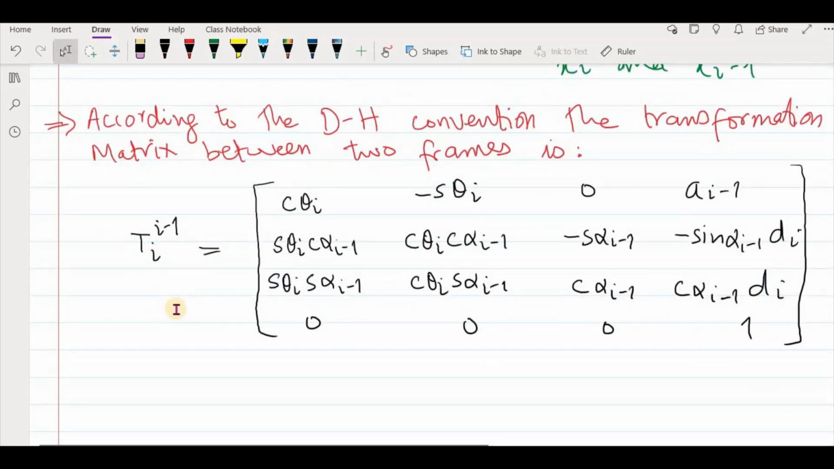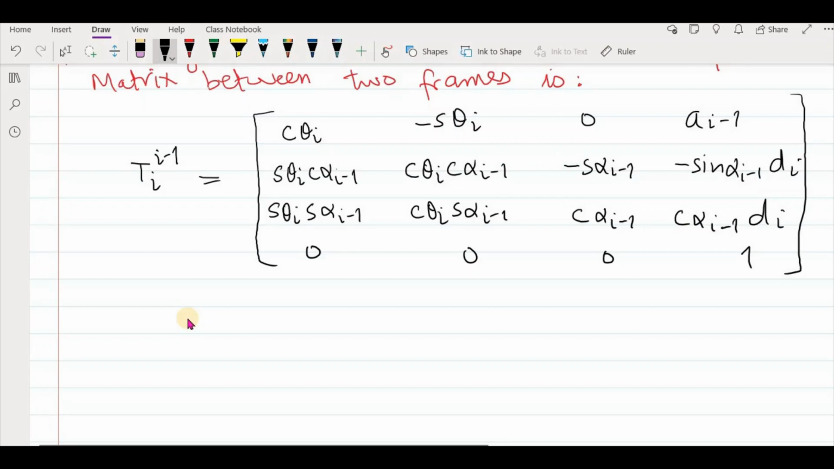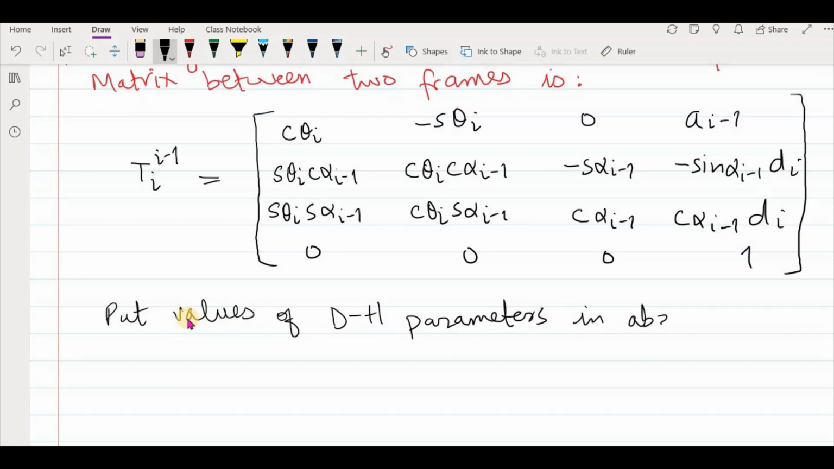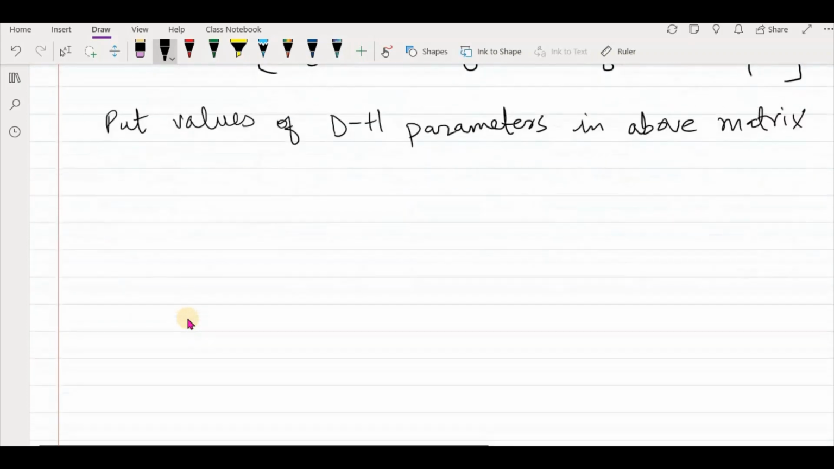And if we put the values of the DH parameters in the above matrix, you will get, for the transformation of frame 3 to 2, this matrix. Okay, let me put it again.